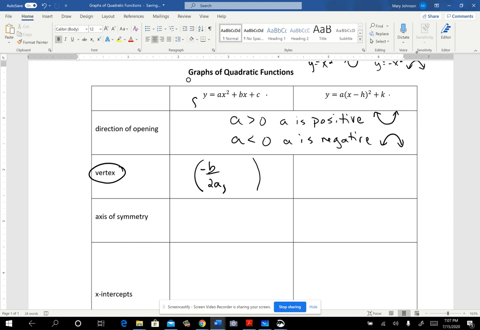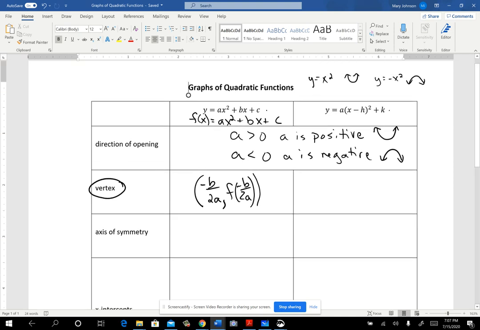A good way to think about it is if I had used function notation, then the y-coordinate would be f of that number, just plugging in negative b over 2a for x and working it out. Now the vertex on a parabola is that spot where it makes the turn, the high or the low point. So you don't know whether it opens up or down, but the vertex is going to be that spot right there.